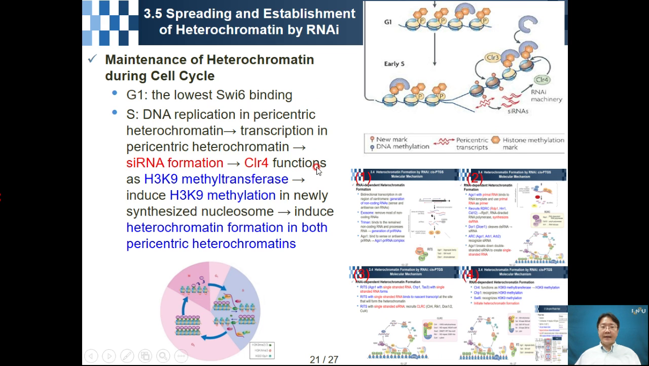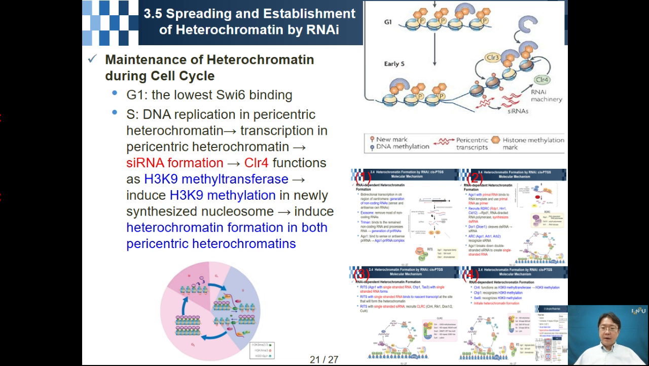After finishing mitosis, they go to the G1 phase. G1 phase shows that most of the H3 histone is phosphorylated, especially at the 10th serine locus, but some of them are not phosphorylated. In this case, Swi6 binds to this region. Okay.